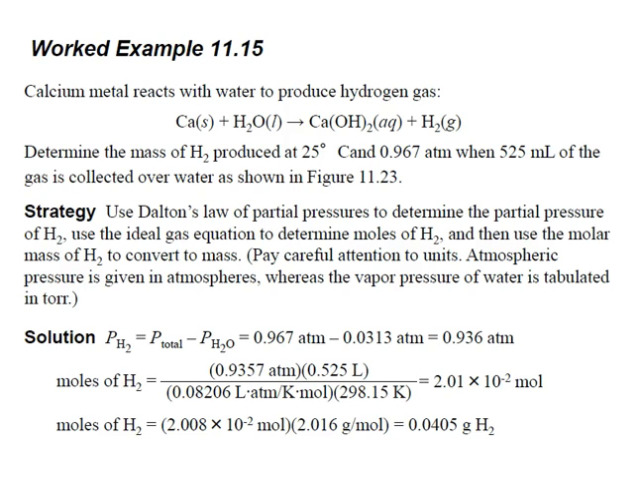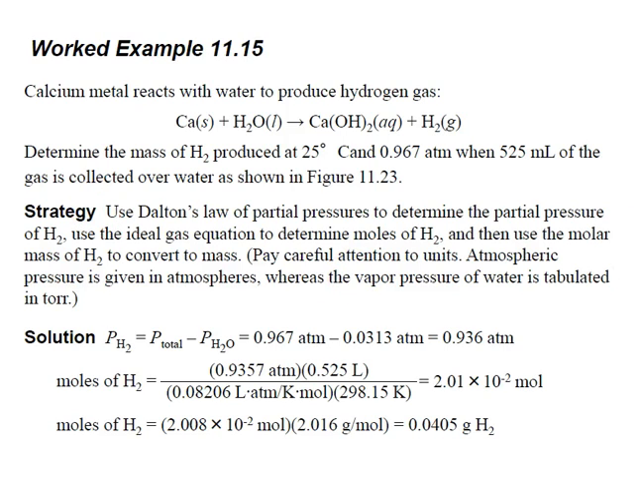Last example, 11.15, and I should be able to do this video definitely less than 30 minutes this time. This reads: calcium metal reacts with water to produce hydrogen gas. Here's our formula, and it should already be balanced for us, and luckily it's all 1 to 1 to 1 to 1. Calcium solid reacts with liquid water to produce calcium hydroxide, which is aqueous, and hydrogen gas. Determine the mass of hydrogen produced at room temperature, 25 degrees Celsius, and 0.967 atmospheres when 525 milliliters of the gas is collected over water. And this is in figure 11.23 if you have your textbook.